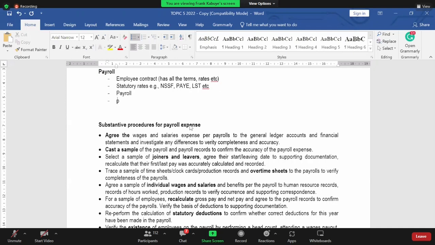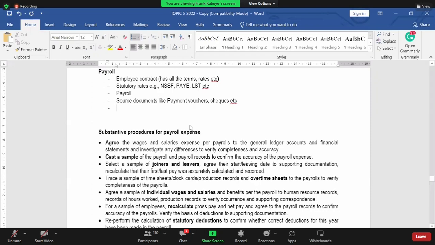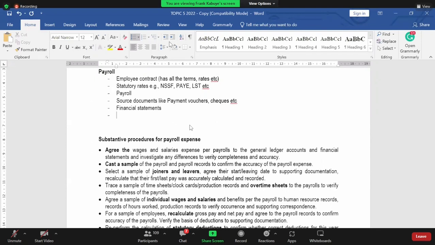Like payment vouchers, like checks, etc. And then you have the statement of profit or loss, the financial statements. Because this is an expense, but it can also be an accrual. So if it's an expense, it goes to the profit or loss. If it's an accrual, it goes to the balance sheet. Then you also need the GL.